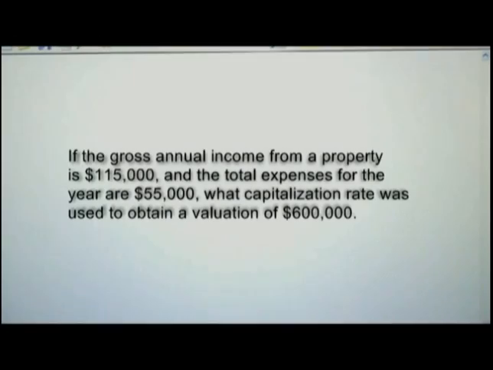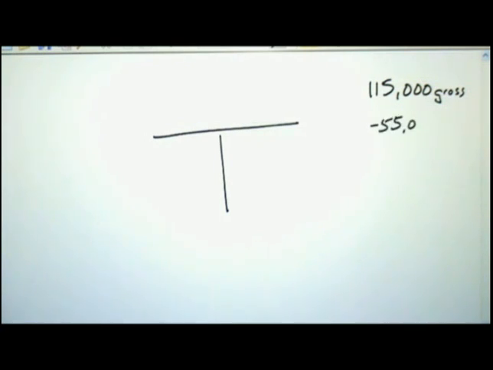If the gross annual income from a property is $115,000 and the total expenses for the year are $55,000, what capitalization rate was used to obtain a value of $600,000? To make it work, I need my annual net income, not my annual gross. So I take my $115,000 gross income, I subtract out my expenses of $55,000, and I get an annual net income of $60,000.